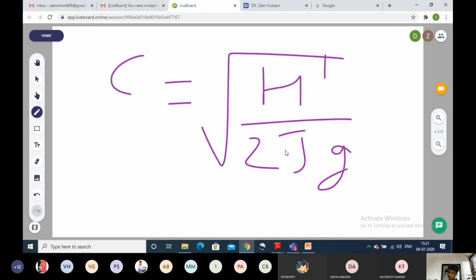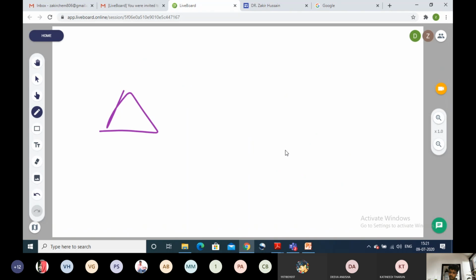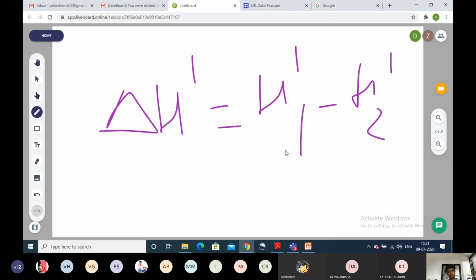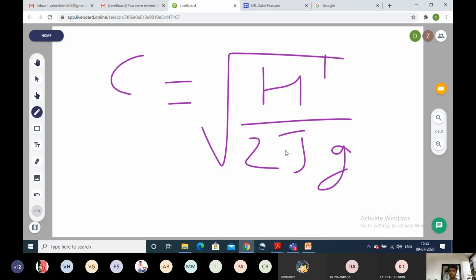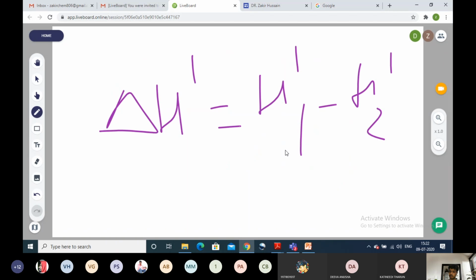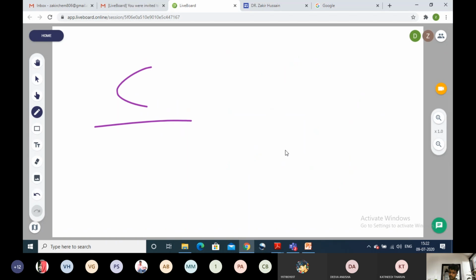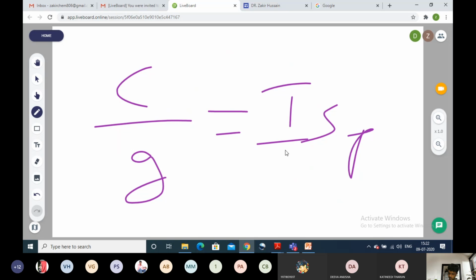Then if we consider the enthalpy change, delta H dash is nothing but H1 dash minus H2 dash. Okay, this is the enthalpy change. So we need to write that formula in terms of these quantities. Therefore, we already know C is equal to root of H dash by 2jgc. So C by G, using the formula, is nothing but ISP.